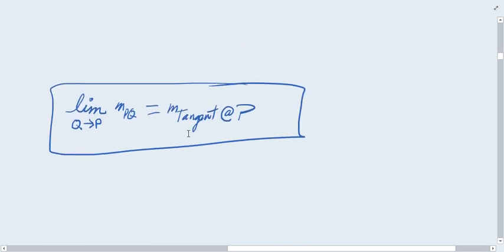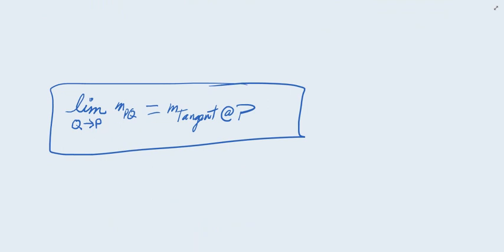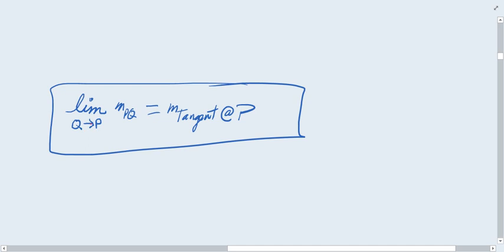Okay? So this notation right here, I just want you to write this down. And as you write this down, I'm going to explain that we are now using a concept of a limit. As the 2 points get closer and closer and closer together, infinitely close, the slope of that secant line is going to approach the slope of the tangent line at P.